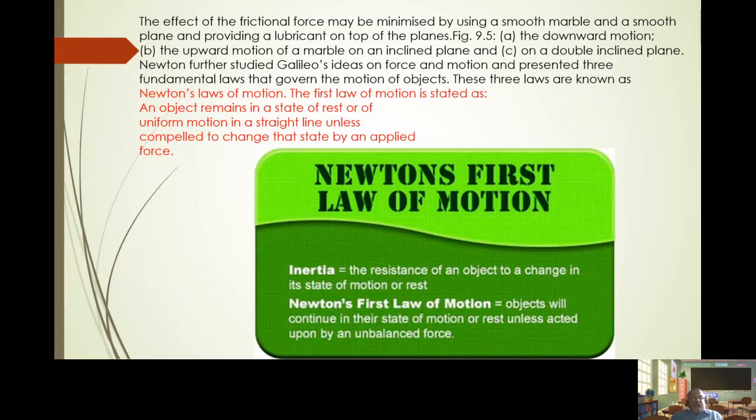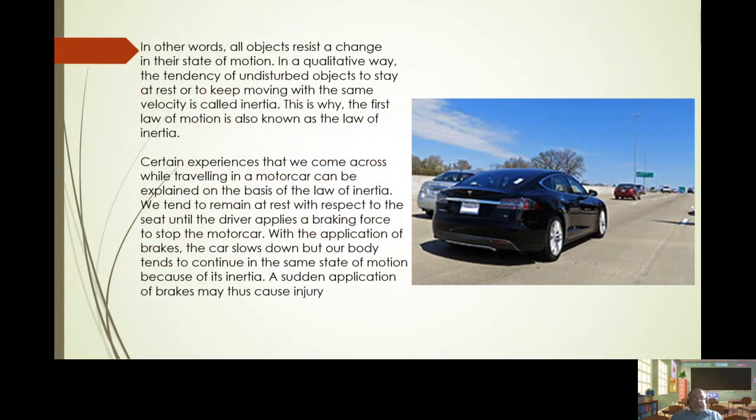In other words, all objects resist a change in their state of motion in a quantitative way. The tendency of undisturbed objects to stay at rest or to keep moving with the same velocity is called inertia. This is why the first law of motion is also known as the law of inertia.